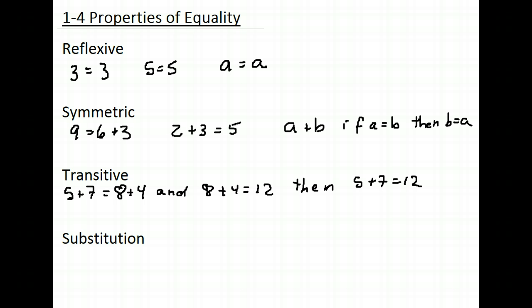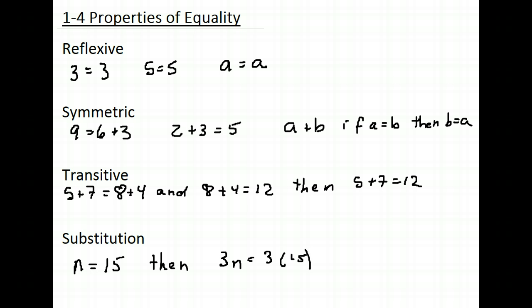The last one is substitution, which I've mentioned that word before, but let's really go over in detail what that is. Substitution is a quantity may be substituted for its equal in any expression. So what does that mean? So if we have n equals 15, then if we were to put that value in, we could solve. So if we have 3n, we could say that equals 3 open parentheses 15.